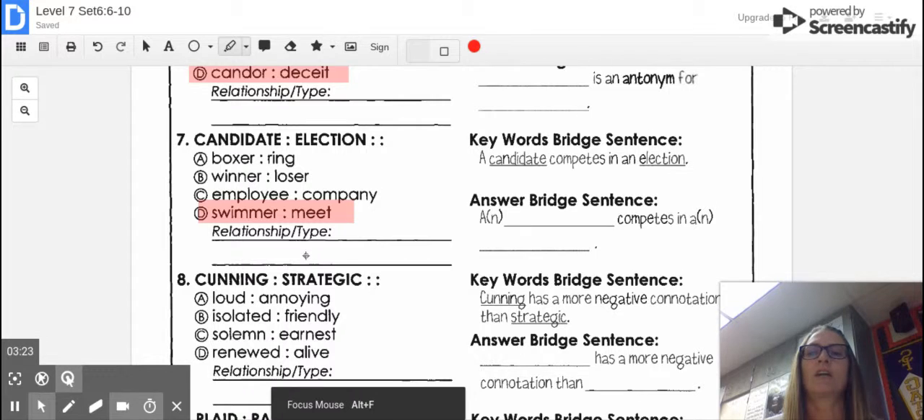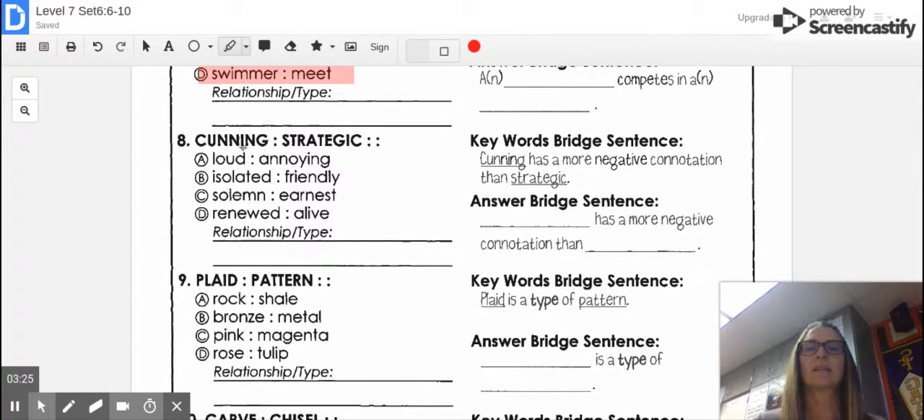We are going to take a look at number 8. Cunning is strategic, and our keywords bridge sentence helps us out. Cunning has a more negative connotation than strategic. What connotation means is levels of meaning. Strategic means that you're thinking about something, but if you're cunning, that means that it's really, really tricky. So this one is a tricky one.